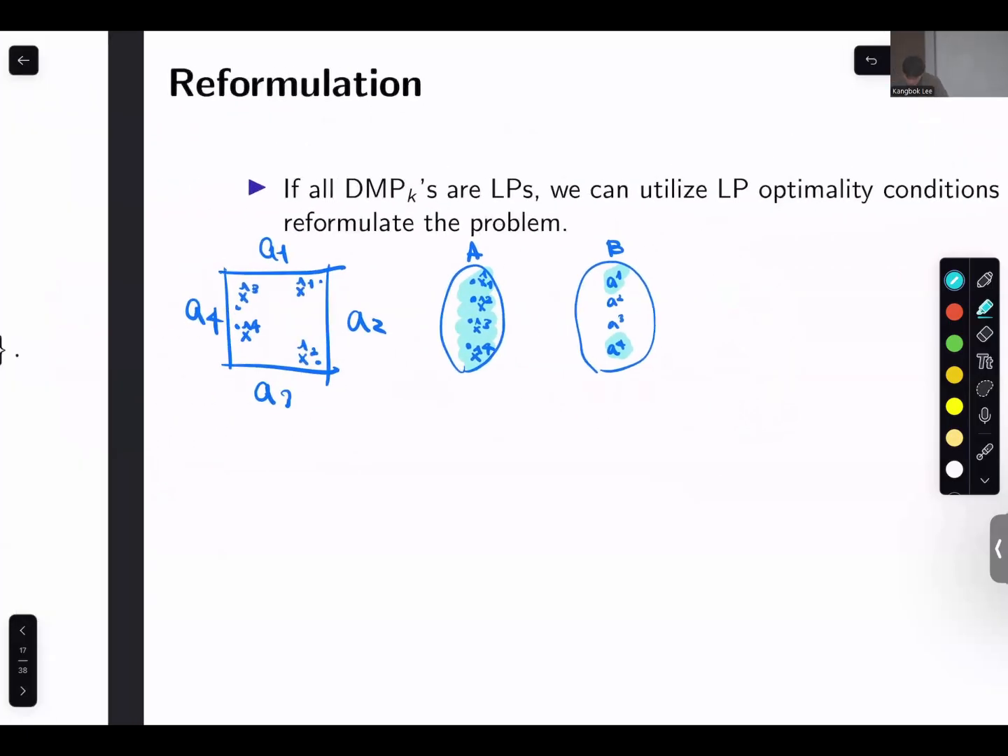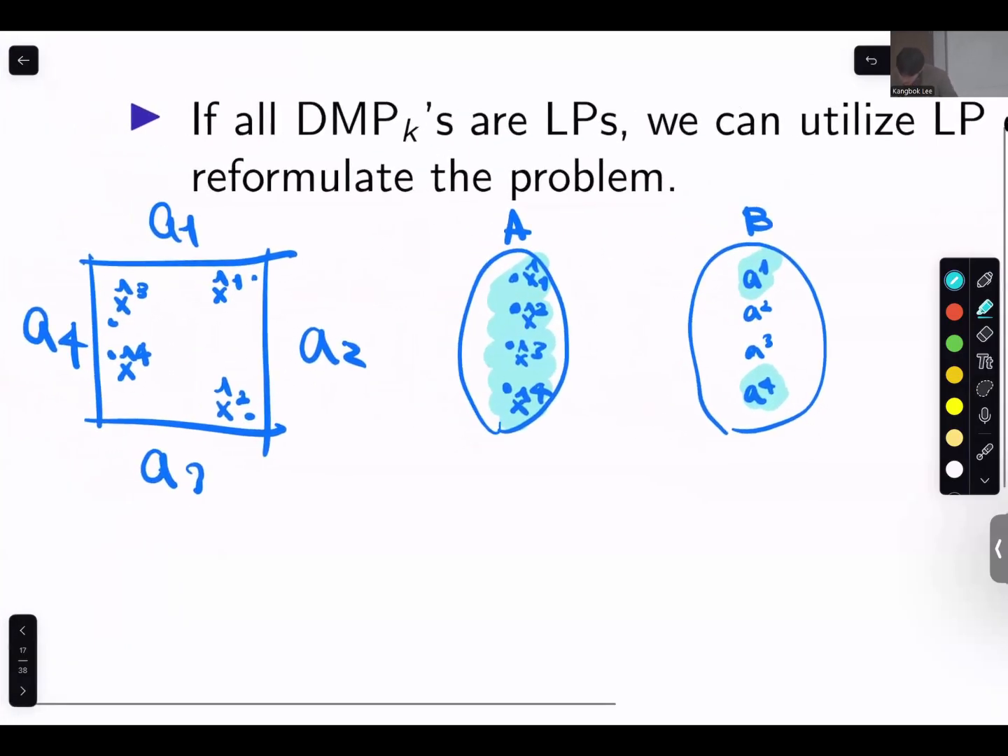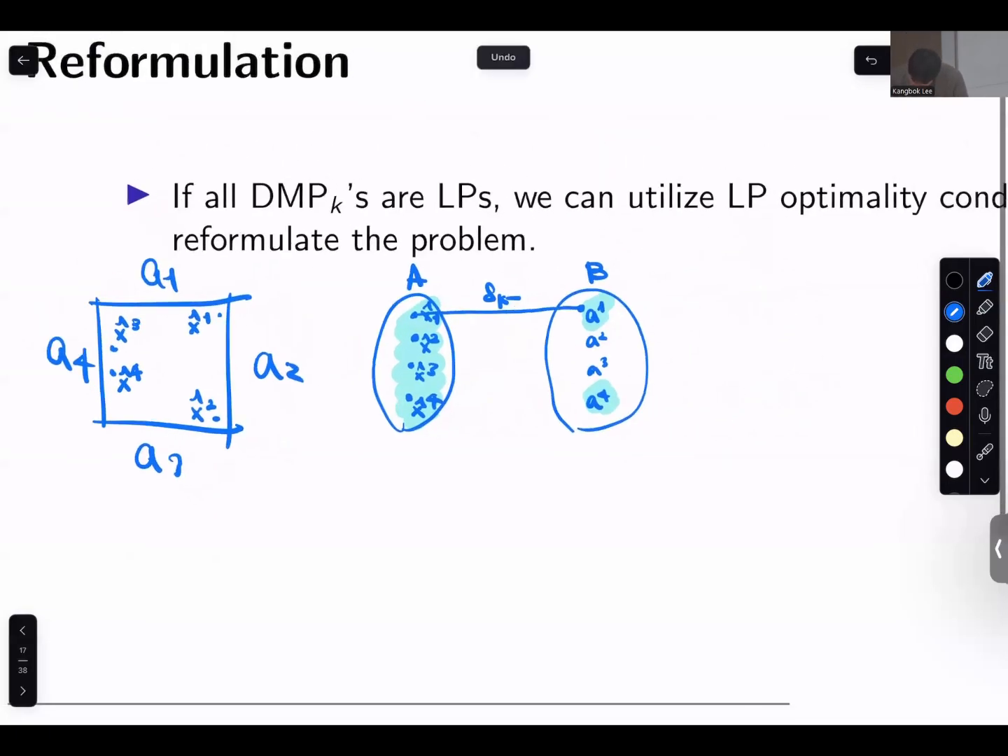Okay? So what can happen is basically the following. If we define the distance between each data point and each hyperplane as delta_k, let's say f, because I use f for facet. Okay, then I can write this problem as follows.